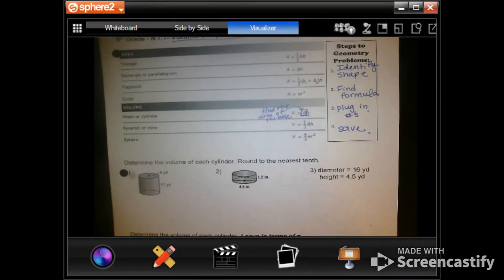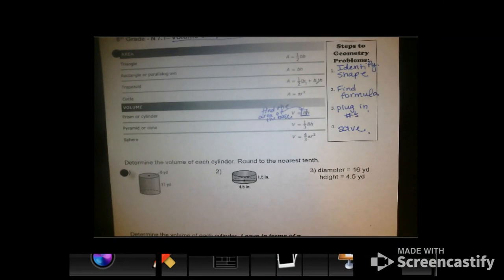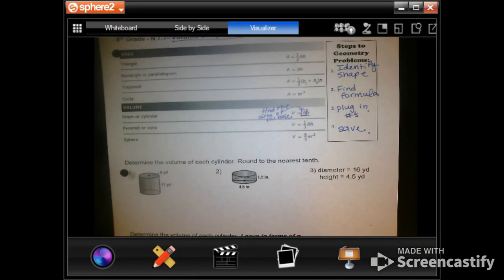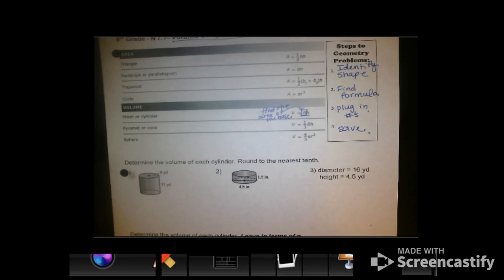Okay, guys, right now, if you're going to ask about carats while I'm trying to teach you about how to find the volume of a cylinder, y'all can go to Mr. Cooksey.